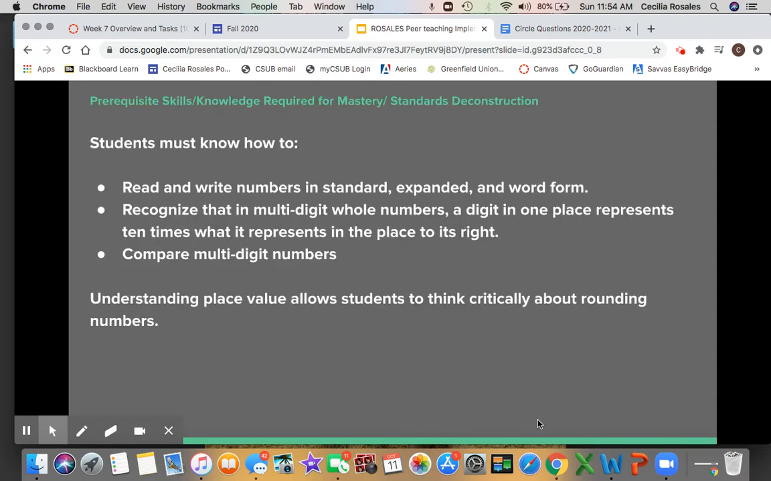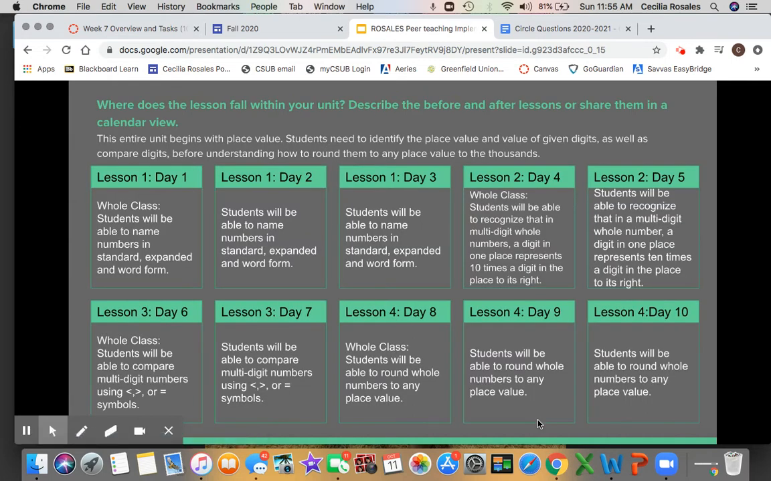Some prerequisite skills that the students need are that they should be able to read and write numbers in standard, expanded, and word form. They should recognize that in a multi-digit whole number, a digit in one place represents 10 times what it represents in the place to its right. And they should be able to compare multi-digit numbers. So understanding place value is going to allow the students to think more critically about the numbers that they're rounding.